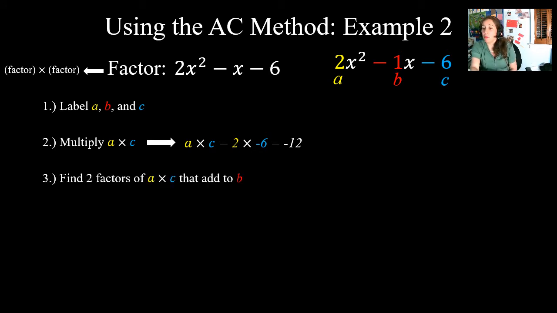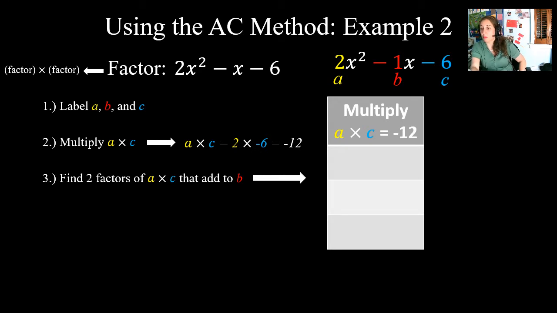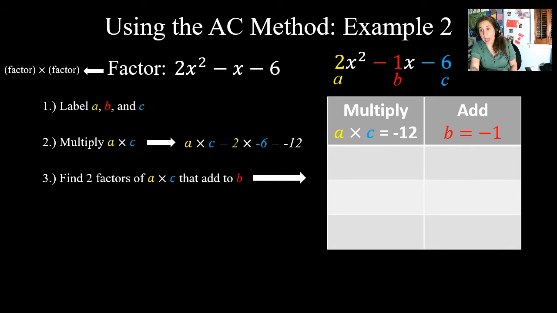The next step I'm going to do is draw my table because I need to find 2 factors of A times C that add to B. So on the left side of my table goes multiply, and guys, I do this every single time. I make a table. On the left side, I write multiply, A times C, and I write what that equals. And on the right side, I write add, and I write what my B equals. Because I need 2 factors of A times C, which is -12, that are going to add to B, which is -1. So I'm going to start on my left side, my multiply side, and I'm going to think of all the factors that I possibly can for -12.